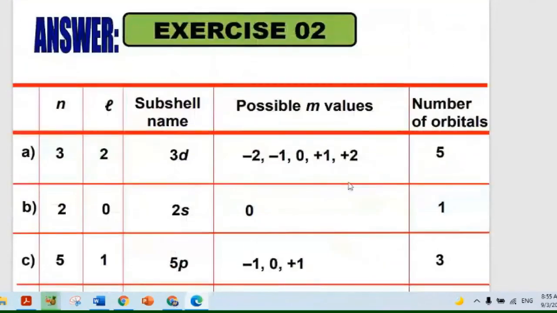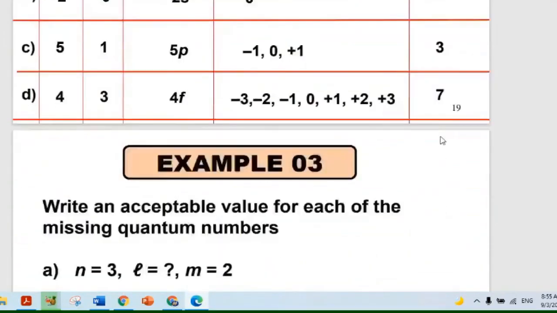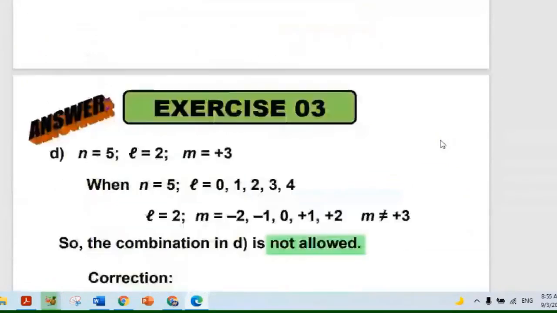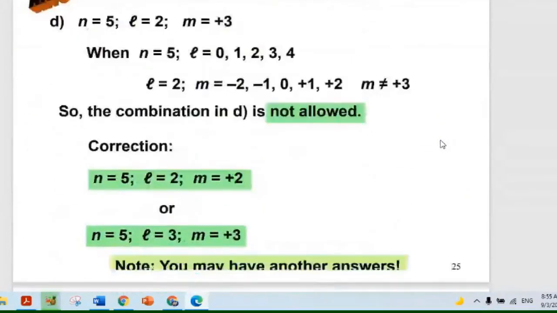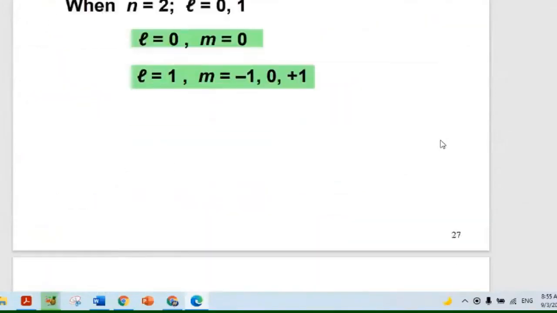Okay, this is the fill in the blank. When n equal to 3, l equal to 2, what is the subshell, possible m values, orbitals, and so on. Okay, I hope you're all right. Try all the exercises in the lecture notes, and then you can check through my video. My video did explain all the exercises.